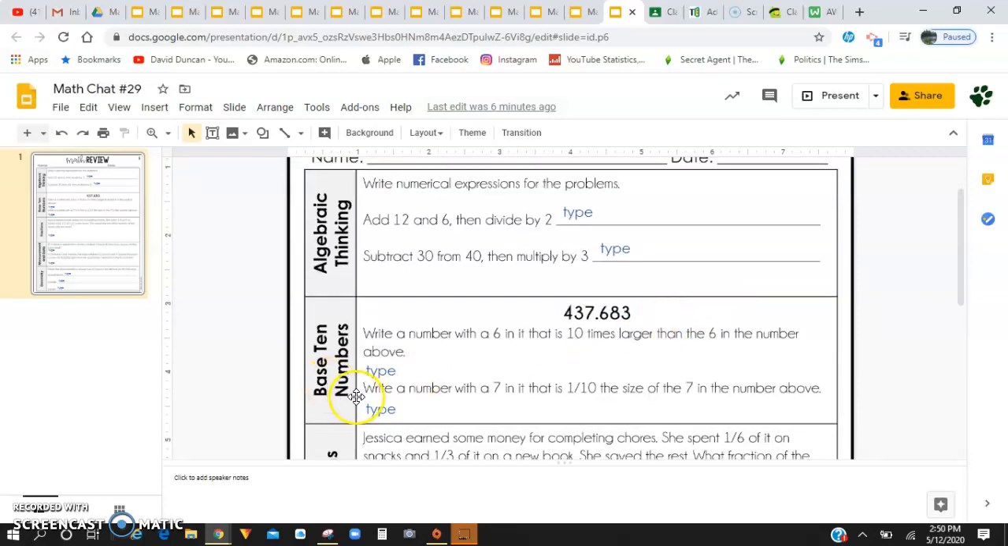Down here for base 10 numbers, it says write a number with a 6 in it that is 10 times larger than the 6 in the number above. So here is this number. We have 437 and 683 thousandths. It wants you to write a number with a 6 in it that is 10 times larger than the 6 in the number above. So what it's asking is, okay, here's your number. My 6 is in the tenths place. What is 10 times larger than this place value? So if this is the tenths place, what is 10 times larger?